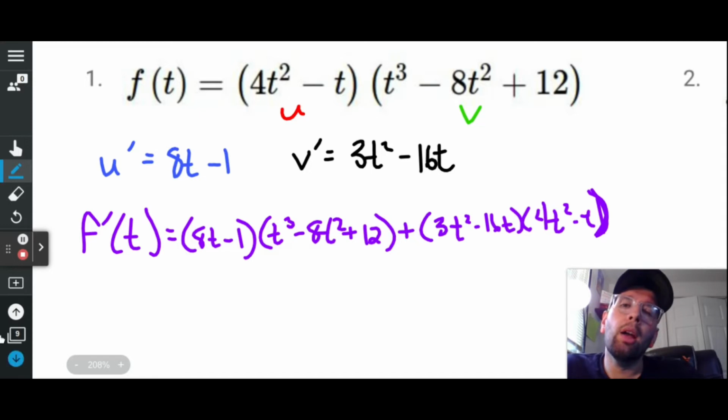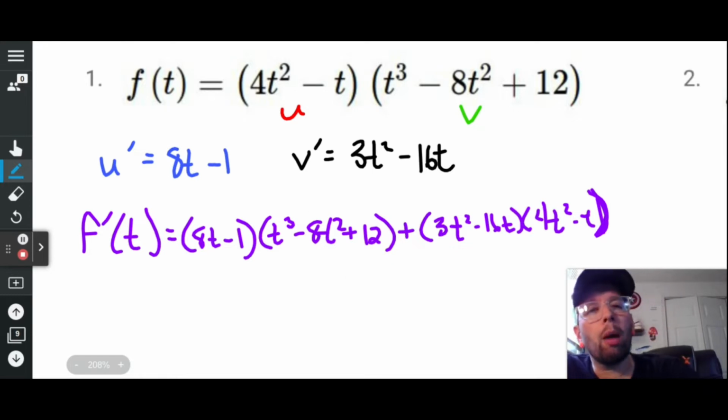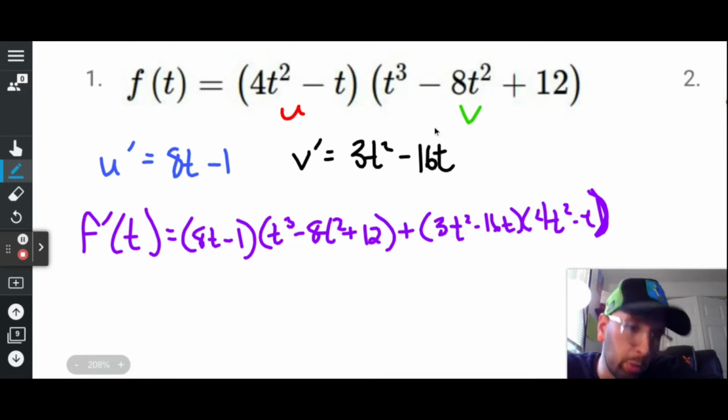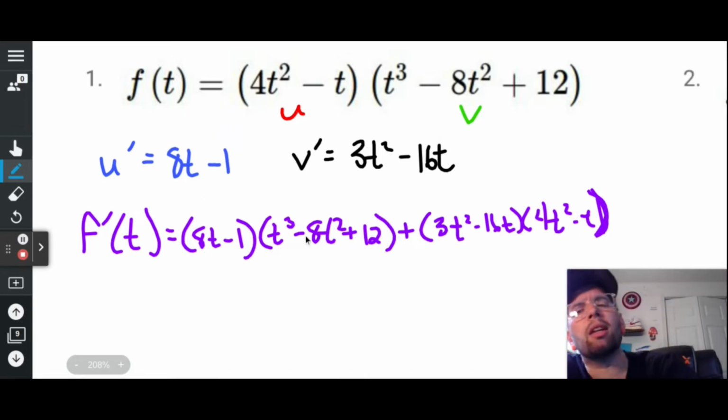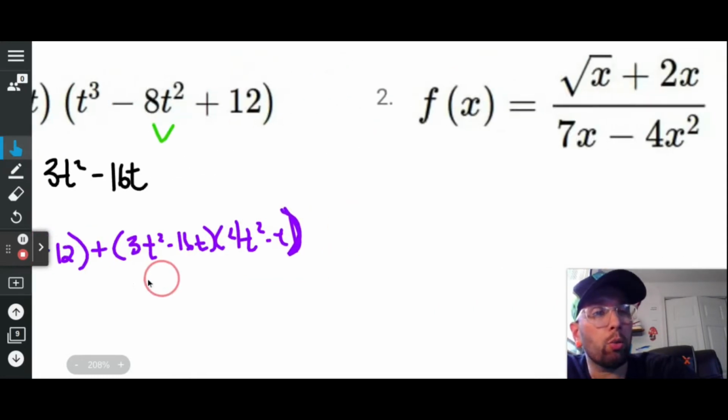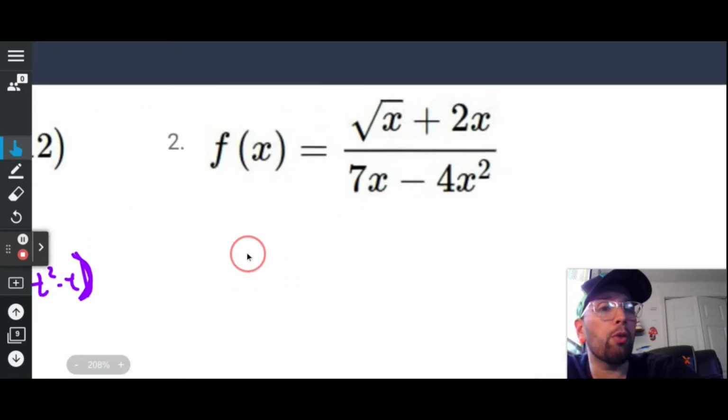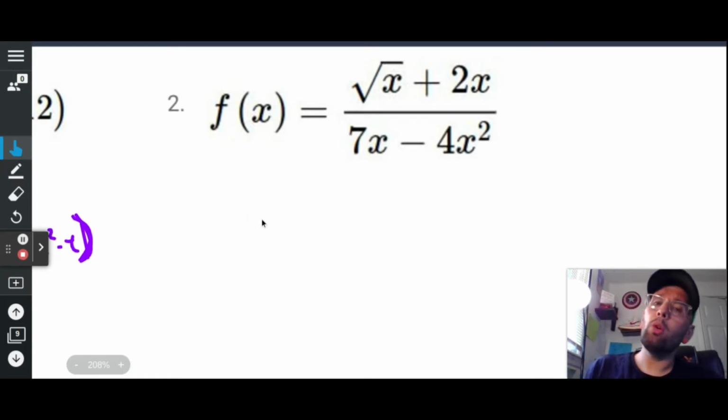I had this function times that function so we could set it all up. If I were really gung-ho and wanted to do the problem, I could have FOILed this out and done a regular old derivative of a polynomial and ended up getting the same answer at the end anyway. It just looks different. But we're doing product rule for that one. This one, I'm going to rewrite it out. And we're going to do quotient rule.